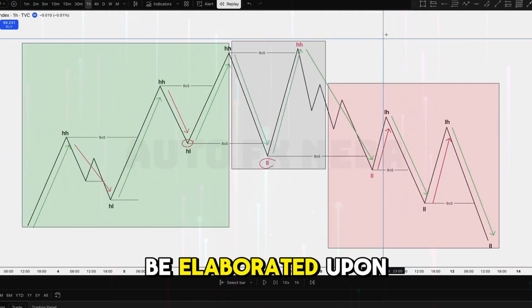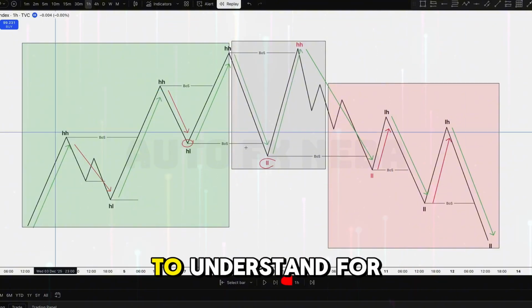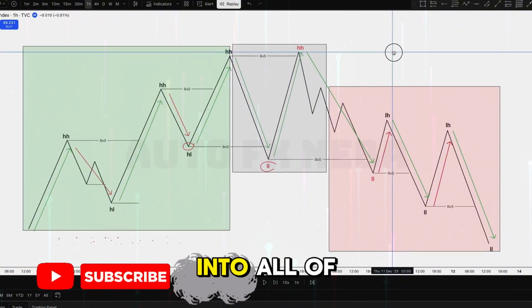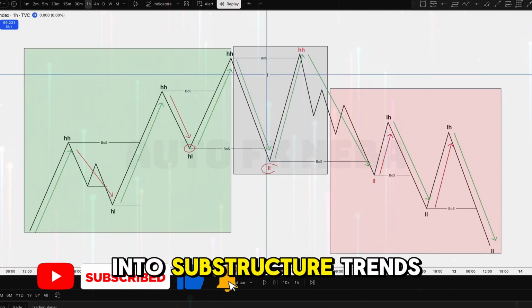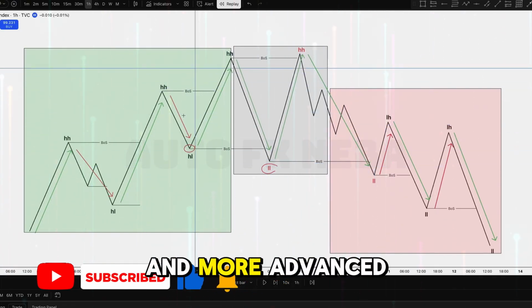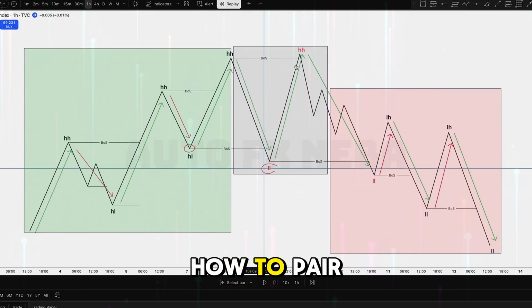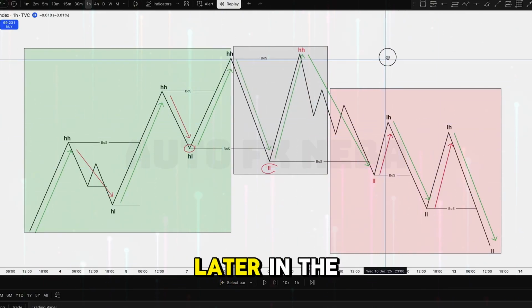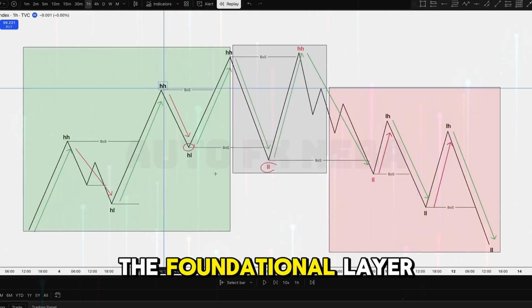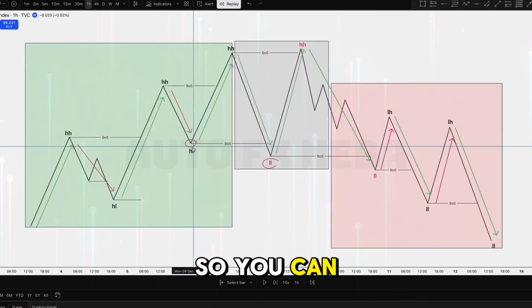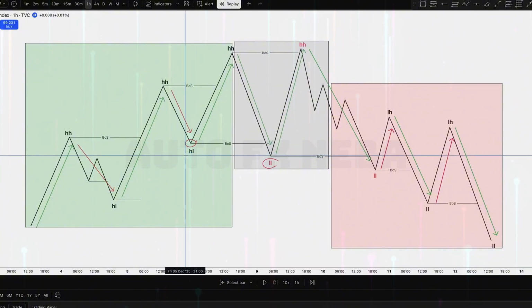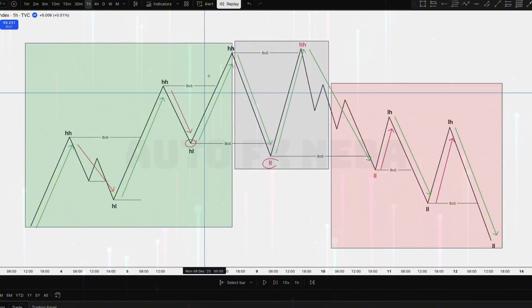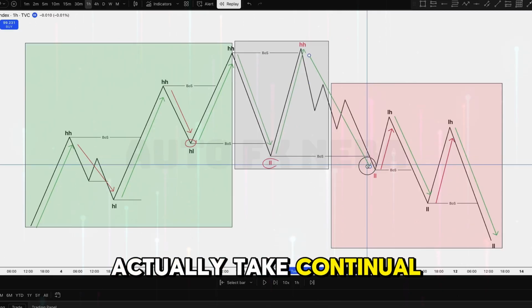Market structure will be elaborated upon, but this is what you need to understand for now before we move into all of the other important trading concepts. We will get into substructure, trends inside of trends, and more advanced concepts for understanding how to pair market structure with other concepts later in the bootcamp. But for now, I've given you the foundational layer that you need to understand so you can see why raw price action and raw price structure is the best way to view the market direction, and so you can see how to utilize that to actually take continual good opportunities.